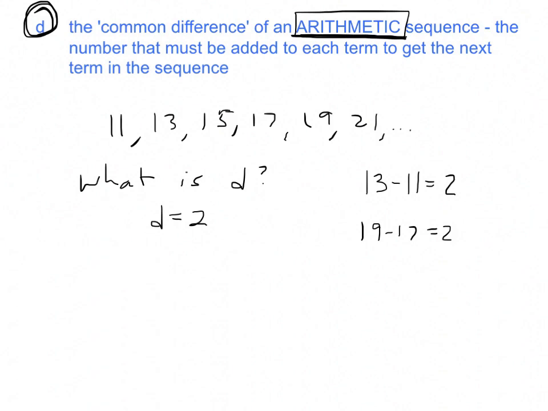So long story short, D is the common difference, only used for arithmetic sequences, and it's the thing you have to add to each term to get the next term.